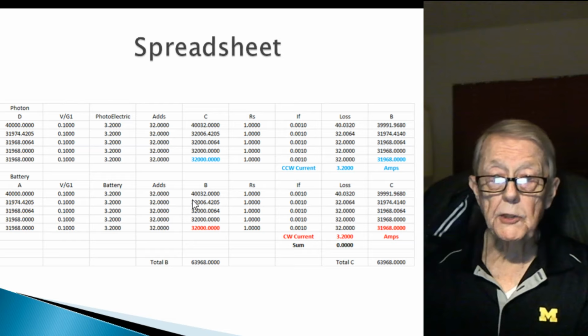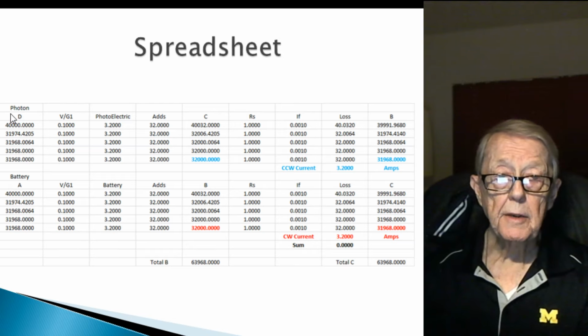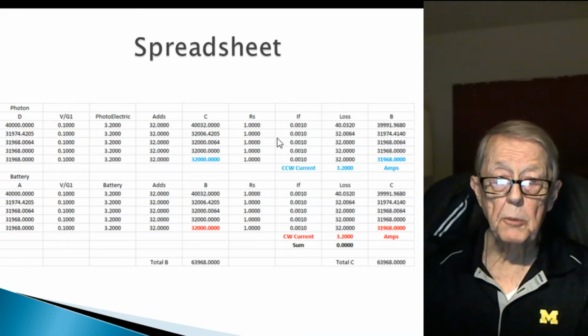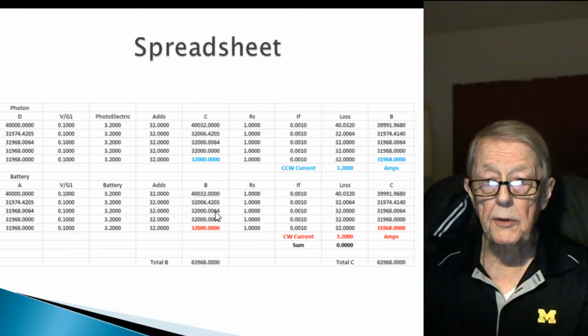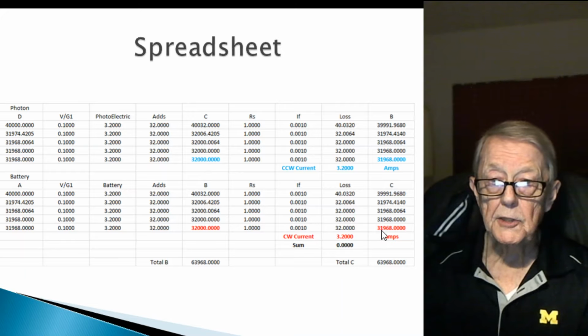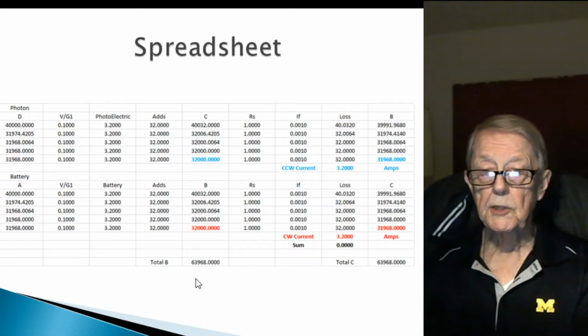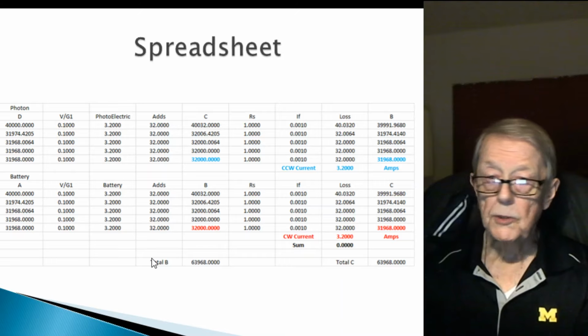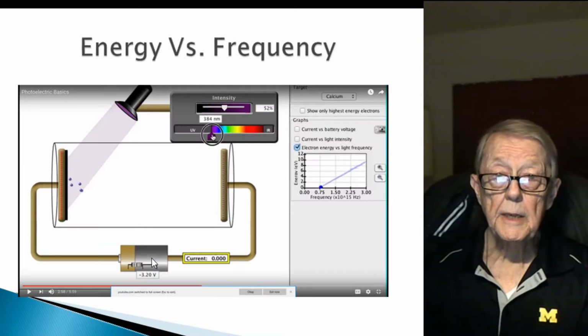And there's the spreadsheet, and I split it. Here I'm using the photon, the light source, and no battery. Here I'm using the battery and no light source, and I calculate how many are at C here and C there, and how many are at B here and B there, and I add them together, and they both come up 63,000. A lot of G1s flowing through there.